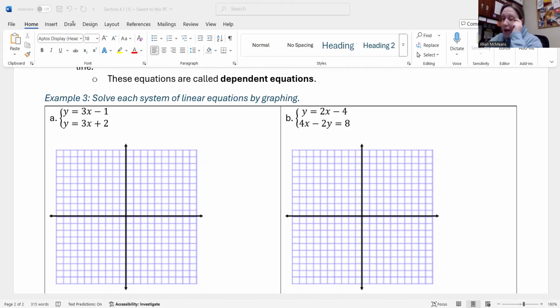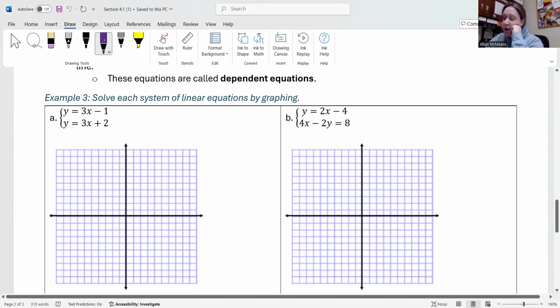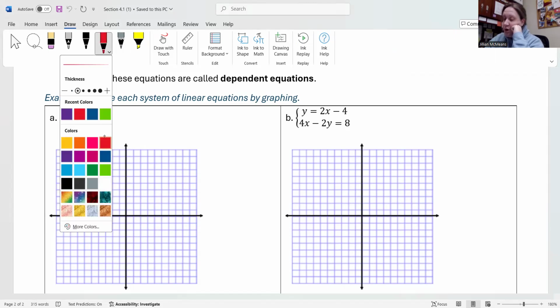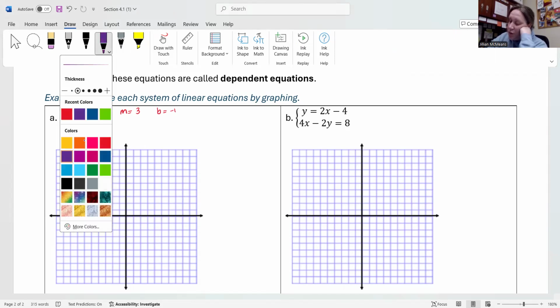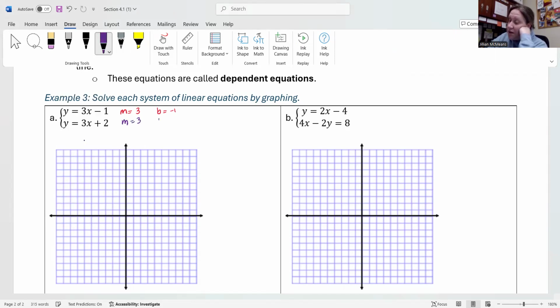So let's look at the parts of these two equations. I've been using the red and purple theme, so let's keep that going. For this first equation, the slope is 3 and the y-intercept is -1. For the second equation, the slope is also 3, but in this case, the y-intercept is 2. And if we go back to when we were first learning about parallel lines, we found out two very important details about parallel lines. Number one, they have the same slope. Number two, they have different y-intercepts. And that is exactly what is happening here, okay?